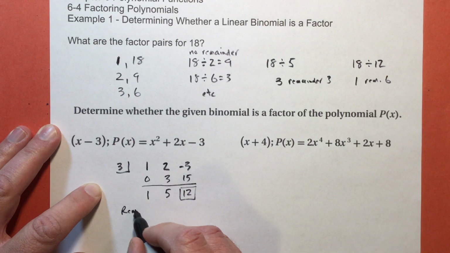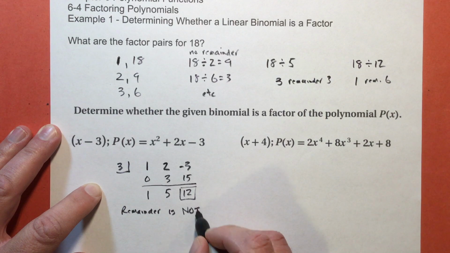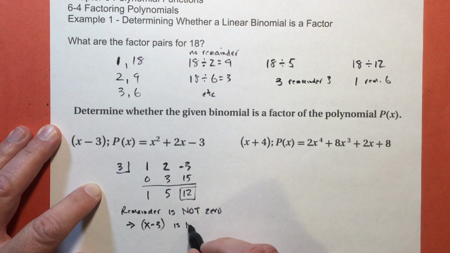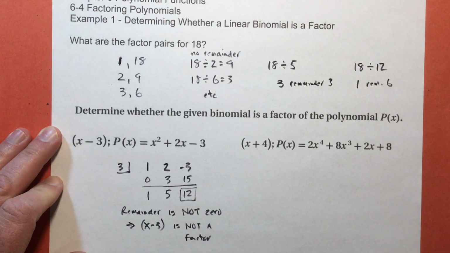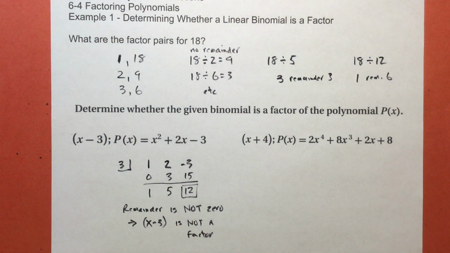Since the remainder is not 0, x subtract 3, I'll put an arrow so it doesn't look like a minus sign, is not a factor. So then you get into the question of, well, how do I find out whether it is a factor or not? Then we have to try other things.